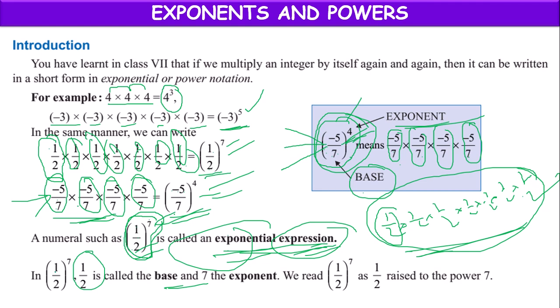And how many times it is multiplied by itself is denoted with the help of the exponent, which is 7. This 7 here is called the exponent.